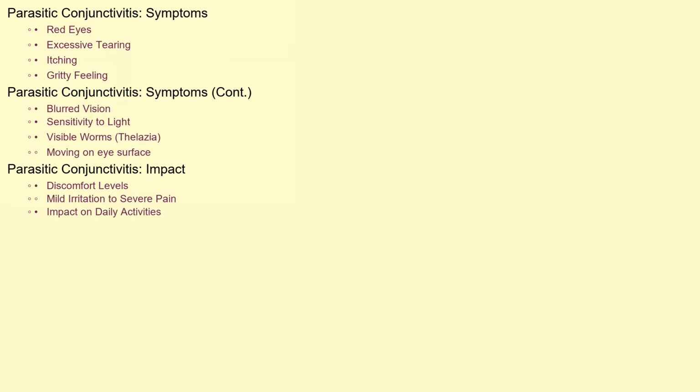The symptoms of parasitic conjunctivitis can be quite noticeable. Patients often experience red eyes, excessive tearing, itching, and a gritty feeling, as if something is constantly in their eye. They might also have blurred vision or sensitivity to light. In cases caused by larger parasites like Thelazia, it's even possible to see the worms moving on the surface of the eye. The discomfort can range from mild irritation to severe pain, significantly impacting daily activities.